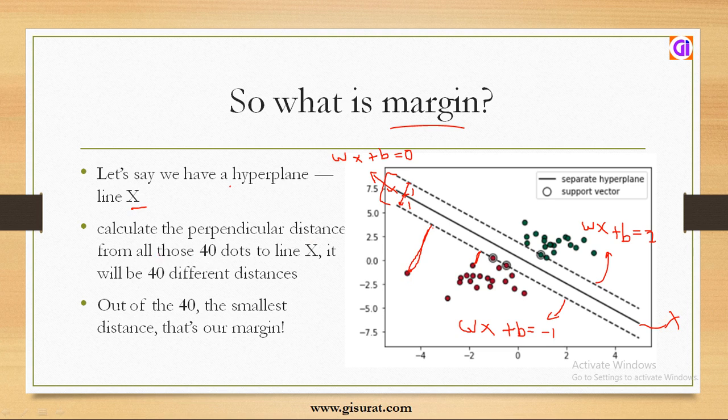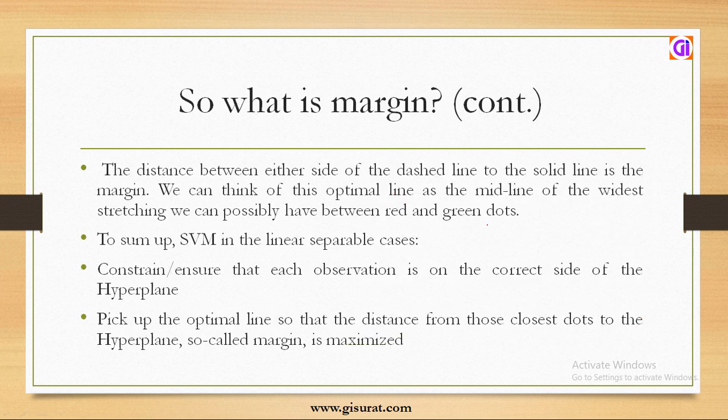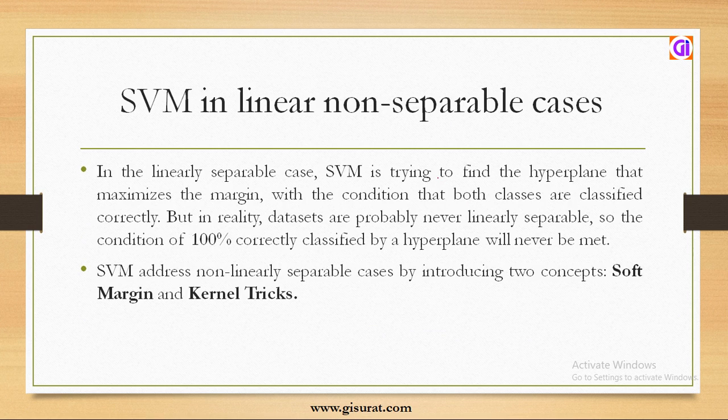Now calculate the perpendicular distance from all these 40 dots to the X. They are at different distances. So if we calculate the distance of each one, we will have 40 different distances. But out of the 40, the smallest distance is our margin. Margin will be this one. We have to calculate the margin of each and every point. But if they ask for the margin of the whole SVM, then the smallest one is the margin. But if they ask for a particular point, then the margin of a particular point is considered as the perpendicular distance from this dashed line. So now that is something about the margin.